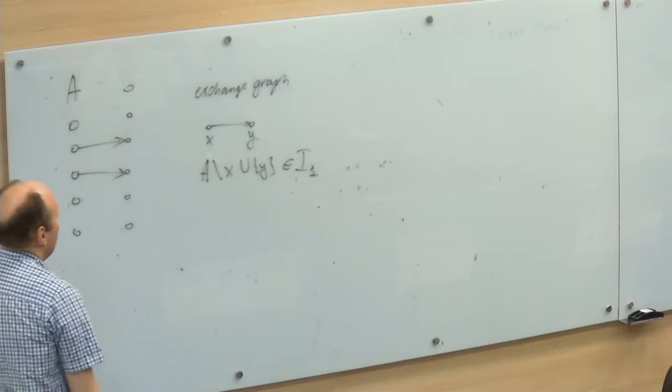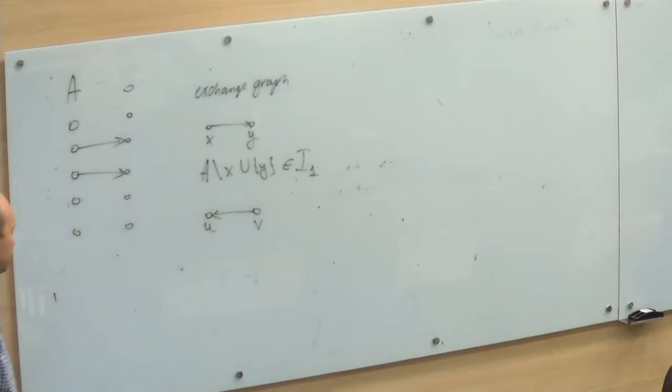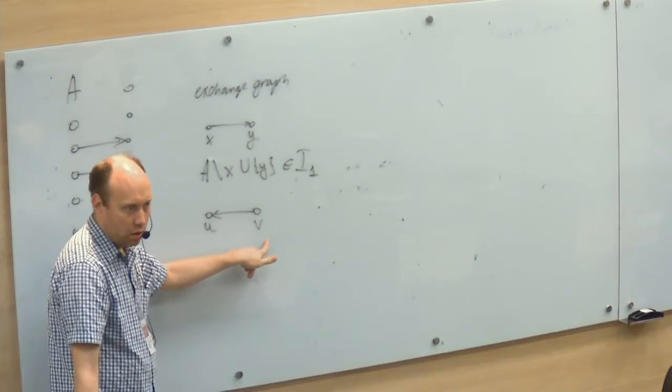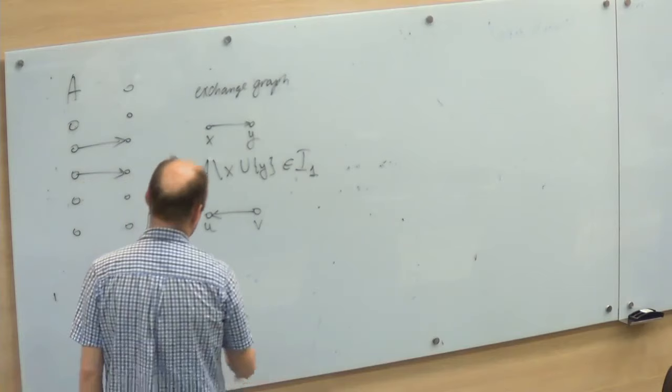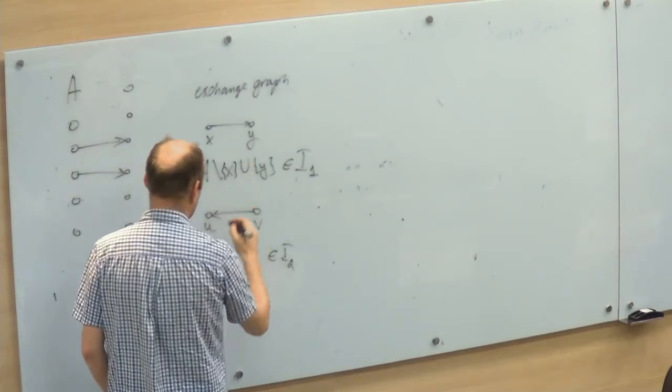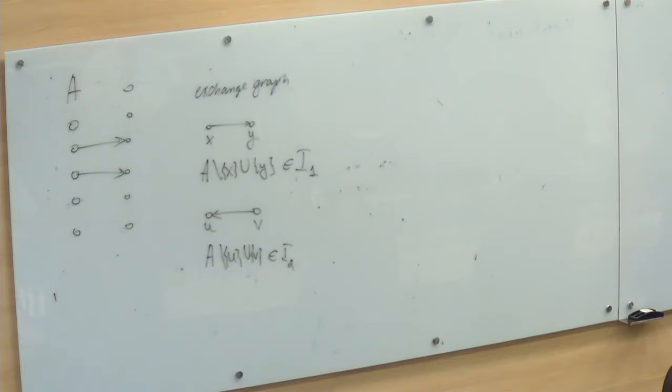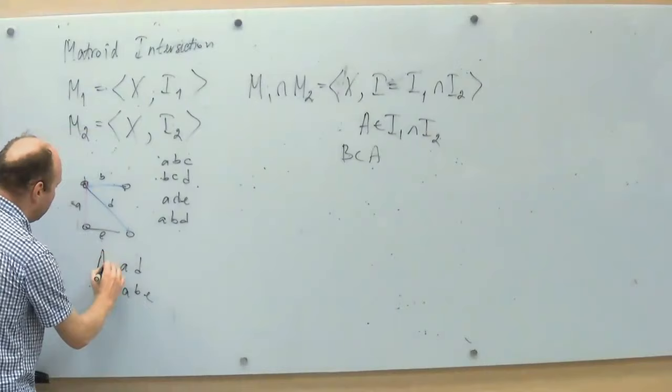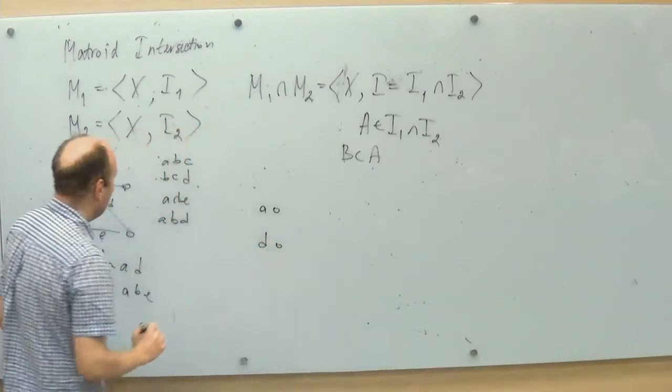We draw the edge from right to left, from U to V, say, if removing U from A and adding V keeps independence in the second matroid, like A minus U plus V is independent in the second matroid. Okay, let's try and do it here. So we have A equal to A and D. And we also have two other objects, B and E.